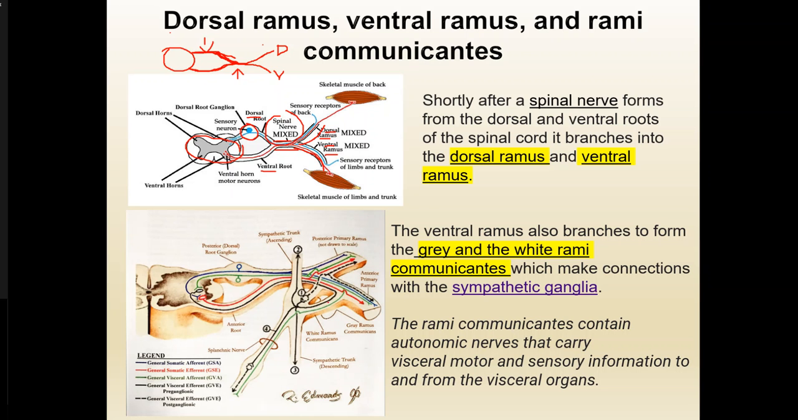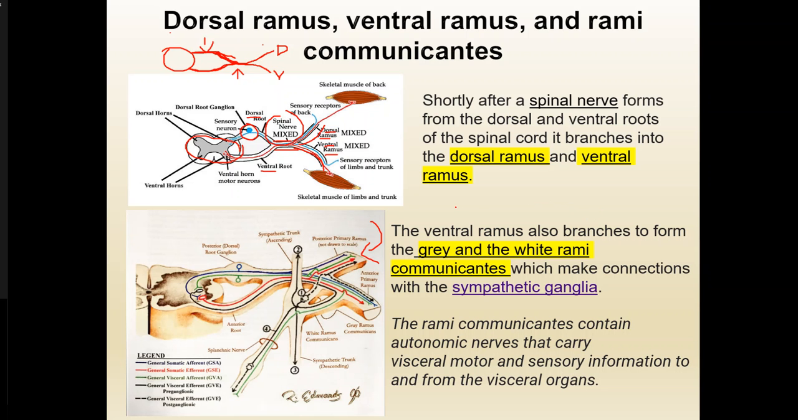This is shown also here. You have to pay attention to the colors here. Again, you see the blue and the red here only, and then when it becomes a ramus, you see blue and red in the same ramus.